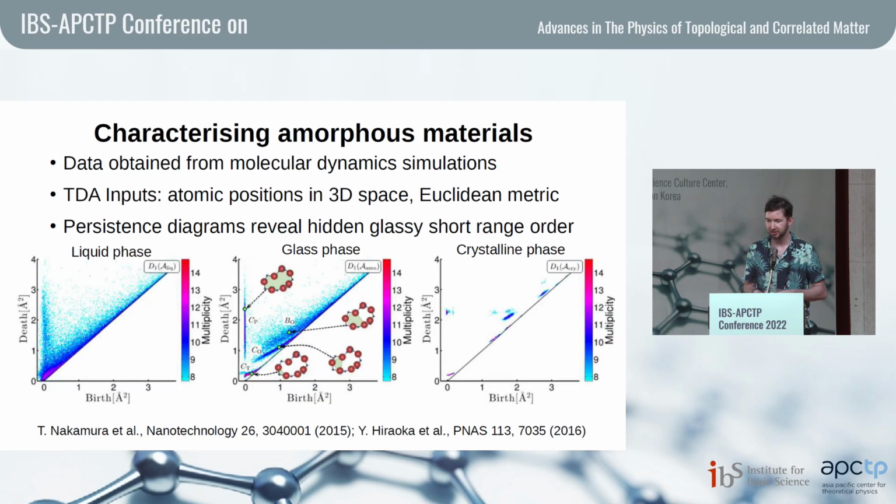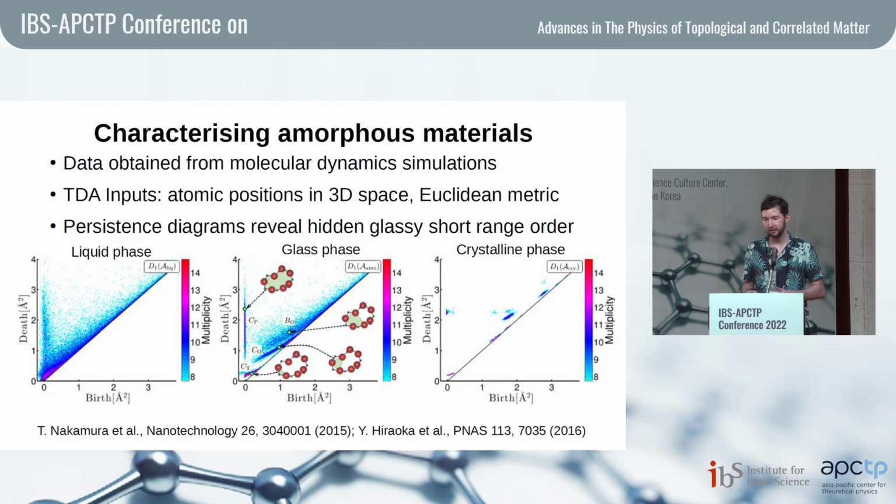So here we have the corresponding persistence diagrams. In the liquid phase of this system, you have no order, so you get a random-looking distribution of feature birth and death scales. On the other hand, in the crystalline phase, you see all the feature birth and death scales are clustered around a few critical scales, which correspond in fact to the bond lengths in this crystalline phase.